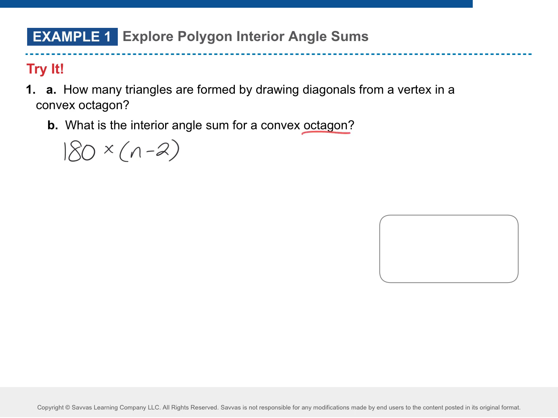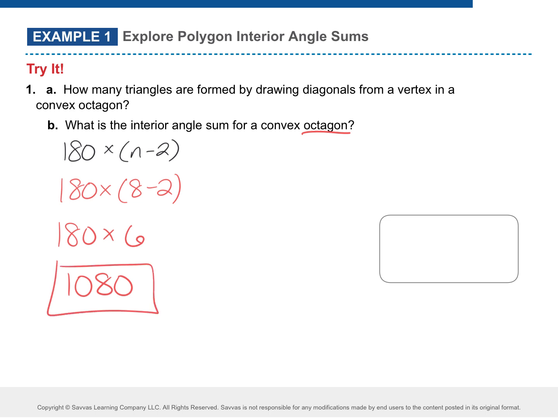How many sides does the octagon have? 8. So we plug in 8 for n. 180 times 8 minus 2. What happens first? Yep. 180 times 6, which is 1,080. What does this tell us? What's that number mean? That's the sum of all of the interior angles.